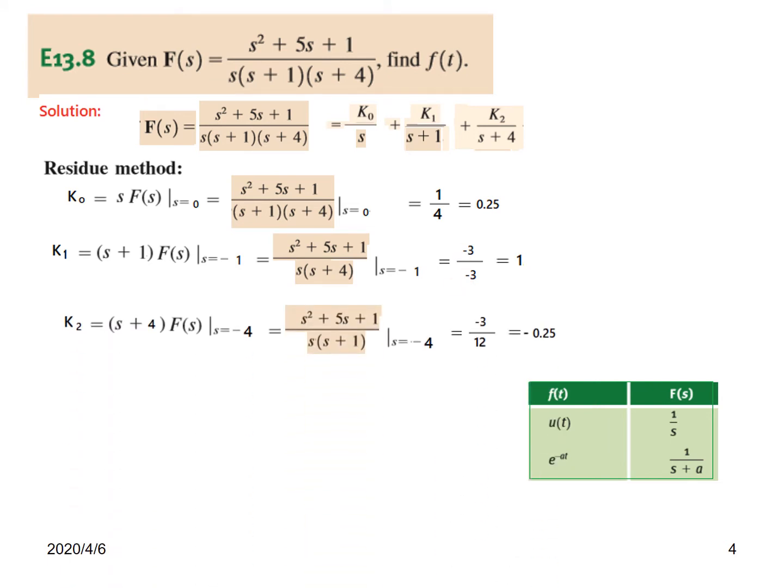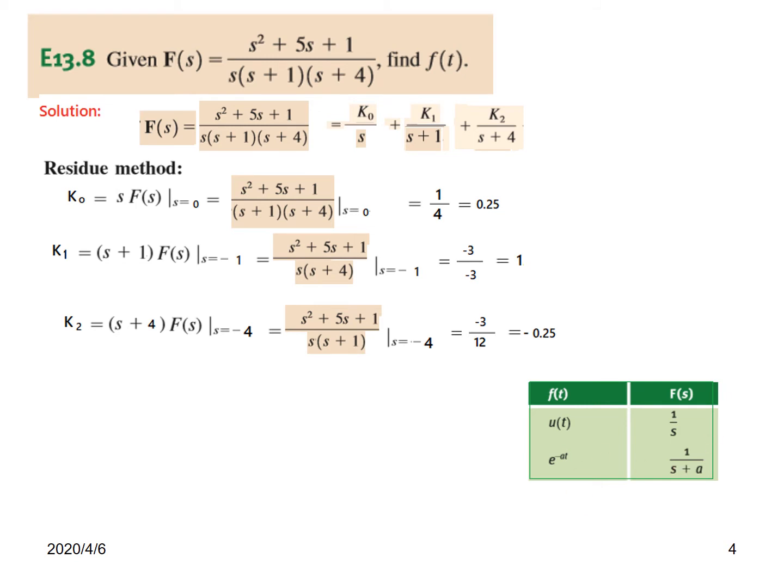And similarly for k2, we multiply by the denominator of k2, that is s plus 4, so s plus 4 gets cancelled from here, so this is the remaining term, and the condition now is s plus 4 is equal to 0, so s is equal to minus 4. Putting in that value we get this value to be minus 0.25, and now we take help of this formula.